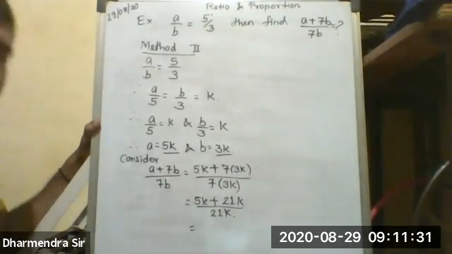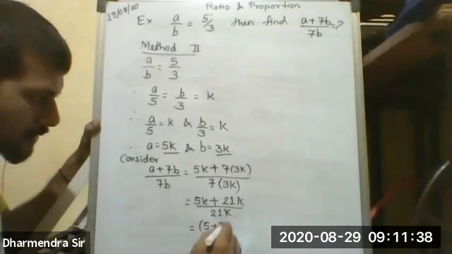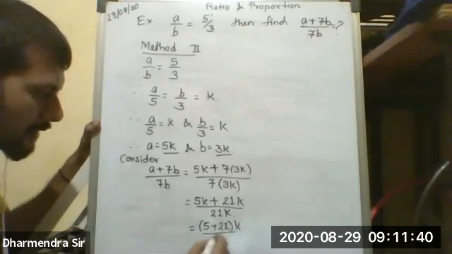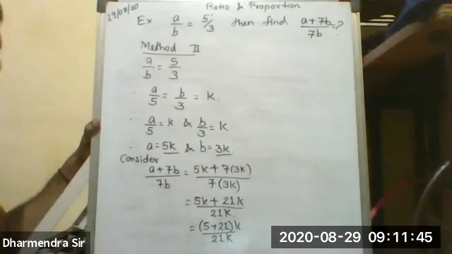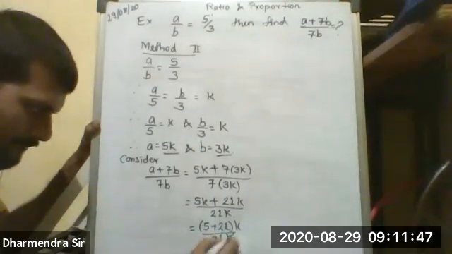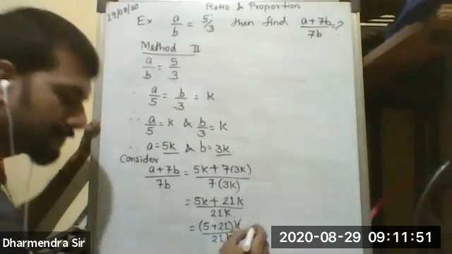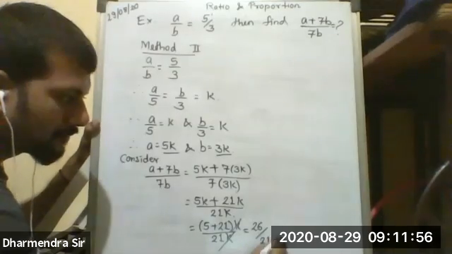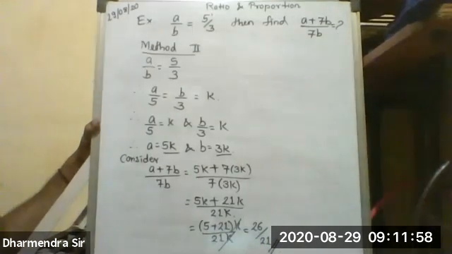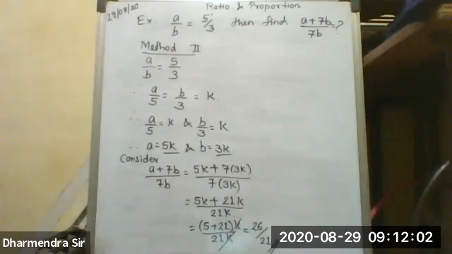What you can see is k is common in numerator. You can see that 5 plus 21k divided by 21k. On multiple, the terms present in numerator as well as denominator get cancelled. 5 plus 21, 26 upon, in denominator I am having 21. The final answer.